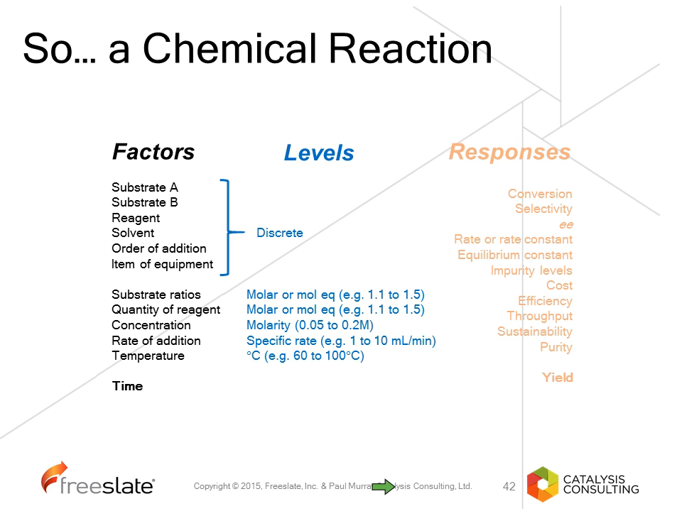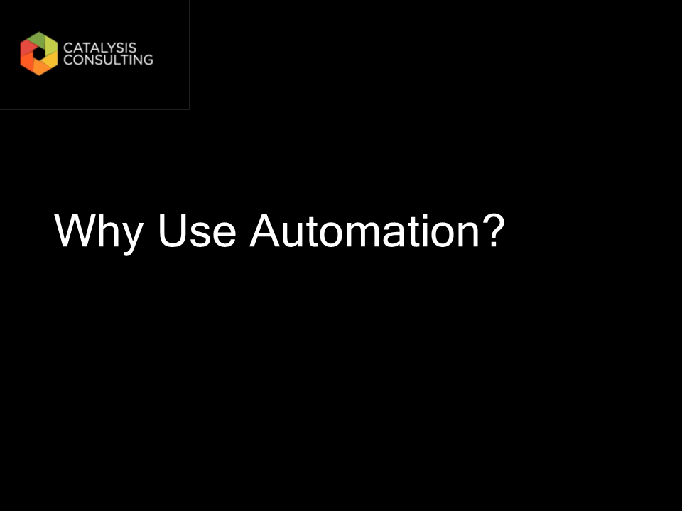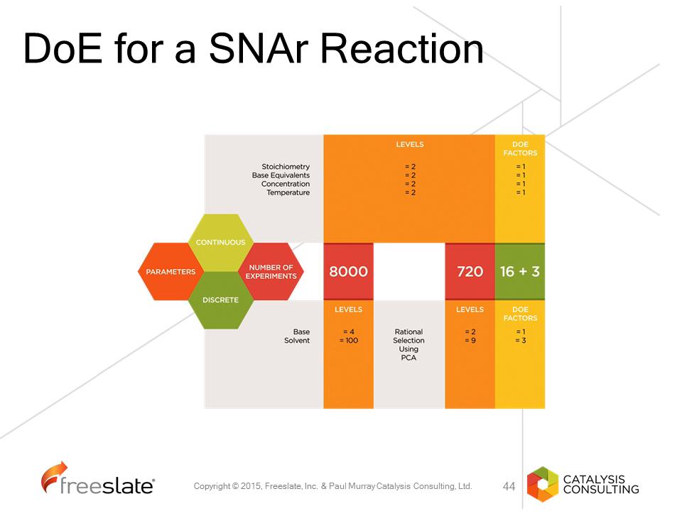So why should we use automation to carry out experimental design? If we look at the factors that may be important for the SNAR reaction, which I showed a moment ago, we would have the stoichiometry of the two reagents, the equivalence of base, the concentration, and the temperature. So those are the factors that are important. But the base and solvent may also be important.